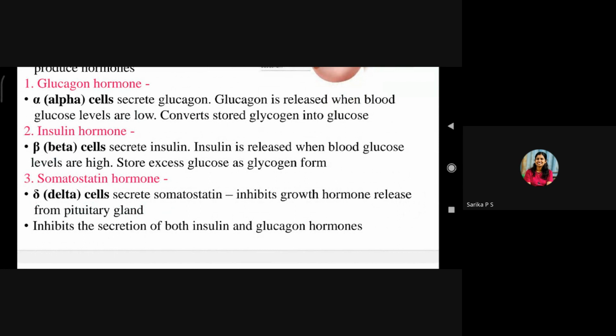Next is beta cells. Beta cells of the pancreas produce insulin hormone. Insulin is released when blood glucose level is high, so that the glucose can be used by body cells.